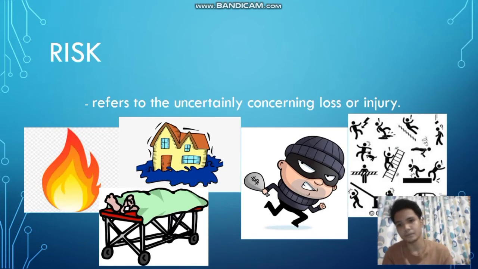So here we have the meaning of risk. Risk refers to the uncertainty concerning loss or injury. Here, an engineering firm is faced with a long list of exposures to risk, some of which are as follows: fire, theft, floods, accident. This also includes the non-payment of bills by customers, disability and death, and damage claims from other parties.